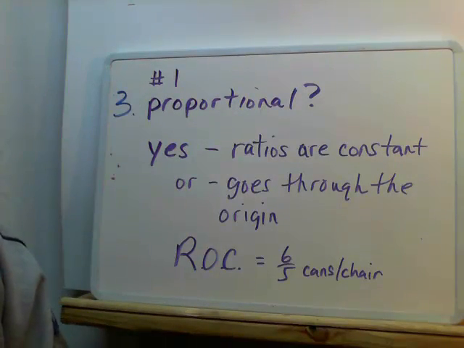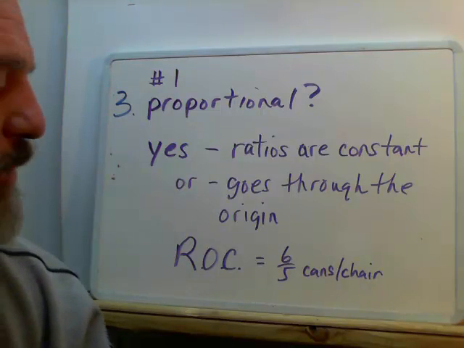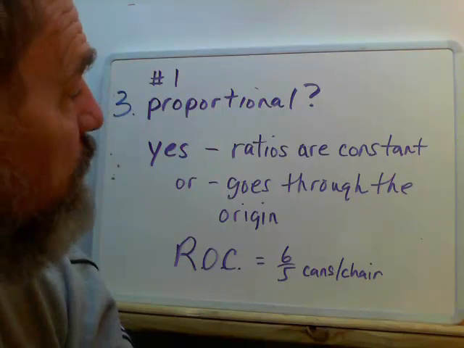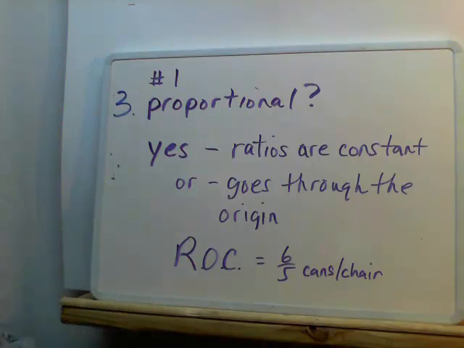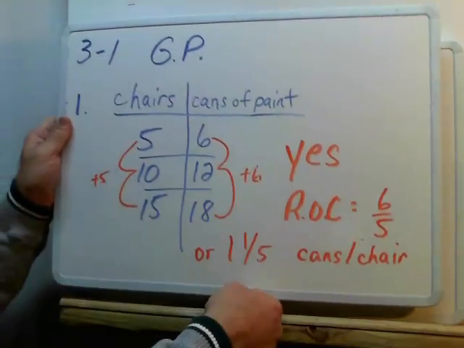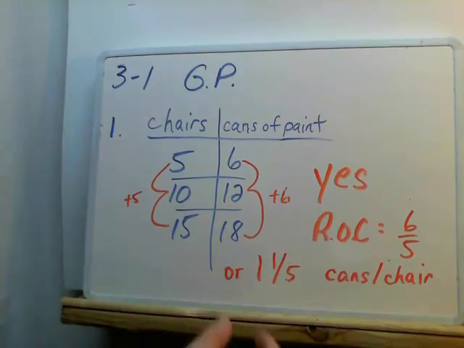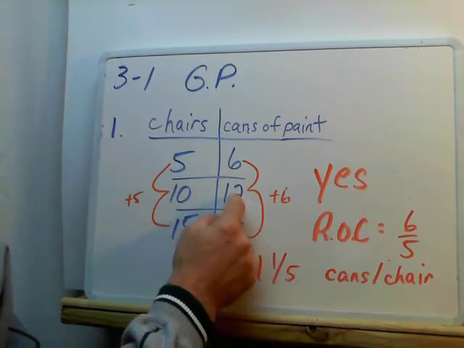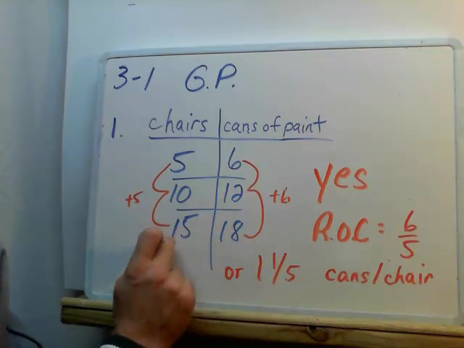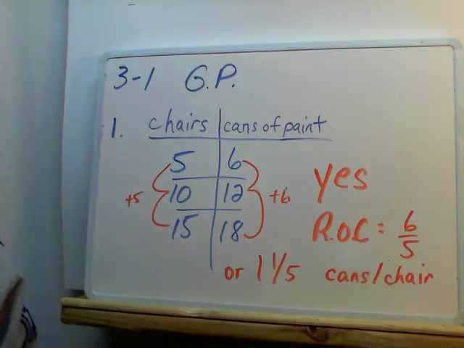Problem number 3. We're being asked if problem number 1 was a proportional relationship. And our answer is yes, because the ratios are constant, and also because it goes through the origin. So we look at it and we ask, is it proportional? We could say that 6 over 5 is the same as 12 over 10 is the same as 18 over 15. That's one way we could do it.